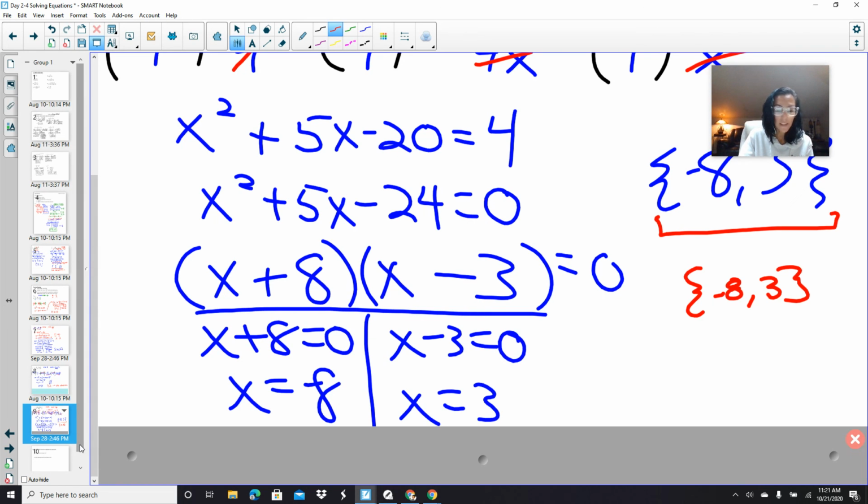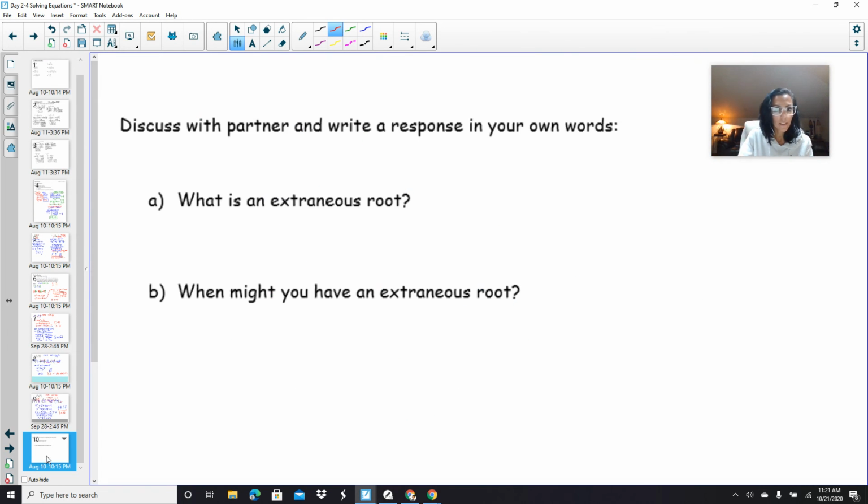All right, that was it. Make sure you practice this. Lots of practice. Discuss with a partner what's an extraneous root: a root that conflicts with the domain restriction, a solution that conflicts with your domain restriction.